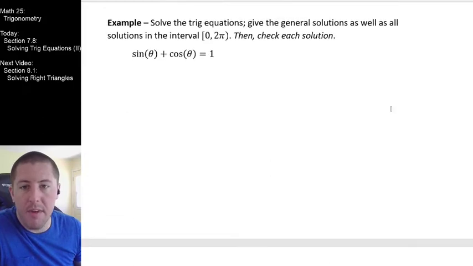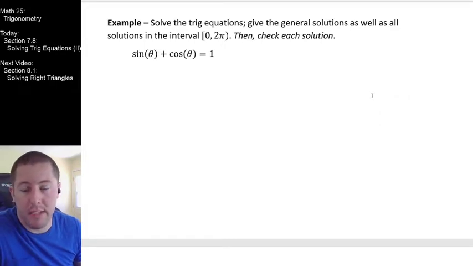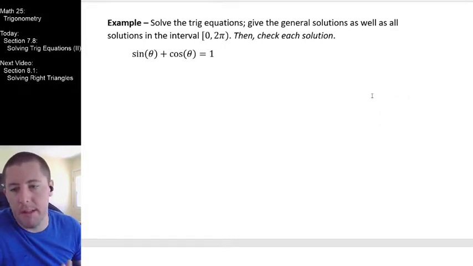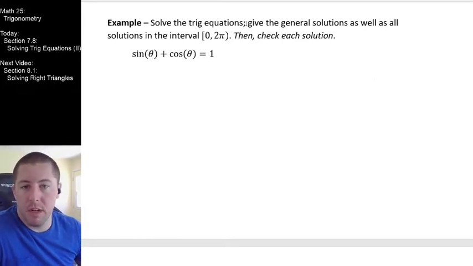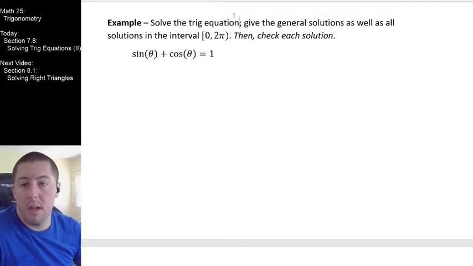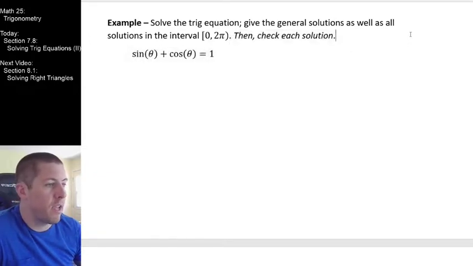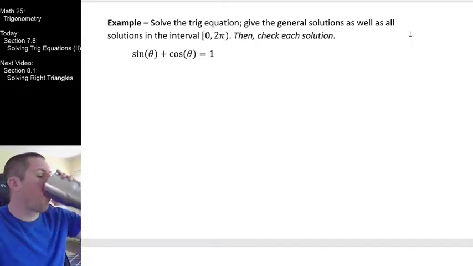Okay, I think we've got just 2 more to go here, and both of these are going to have some light relation to quadratic stuff. We're just not using the quadratic formula or factoring to get there, but both of these will have a little bit of a relationship with that. So this example says solve the trig equation, give the general solution as well as all solutions in the interval from 0 to 2 pi, then check each solution. So what we're going to see in this guy right here is we're going to need to be a little bit careful for one of the algebra steps that we're going to do.